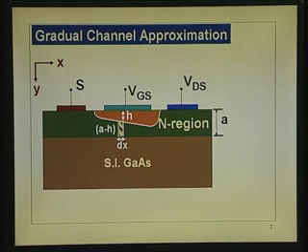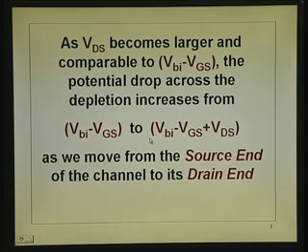So, as you go from here, it was 1.9 volts we said just now, and if the drop is 1 volt, then the potential across the depletion layer at this drain end will be 1.9 plus 1 volt, 2.9 volts. So, the depletion layer voltage keeps on increasing from source to drain. How much is the increase? As VDS becomes larger and comparable to VBI minus VGS.